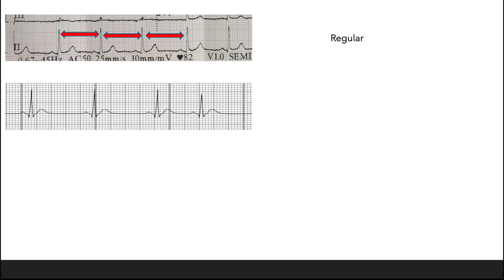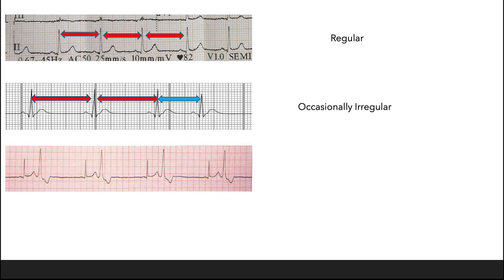Here you see a normal ECG where the QRS complex is appearing regularly. Now look at this second ECG. You see that the first two are regular and then there is an irregularity. This is what we call occasionally irregular.